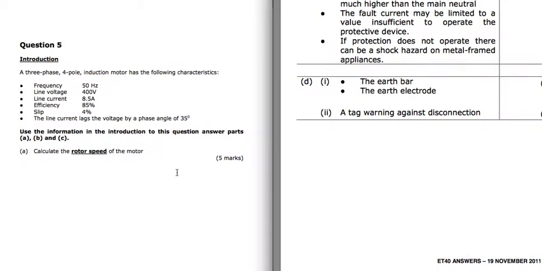Question 5. We've got a 3-phase 4-pole induction motor, 50 Hertz, 400 volts, 8.5 amps, 85% efficient, slip of 4%, so we know our rotor speed is going to be 4% less than our synchronous speed. Line current lags the voltage by a phase angle of 35 degrees. So they haven't given us the power factor there, but they've given us the angle.